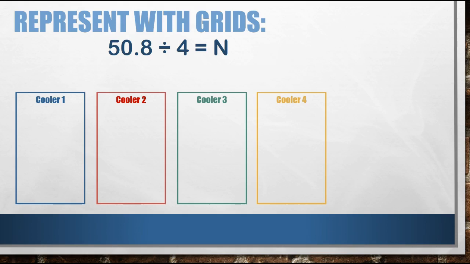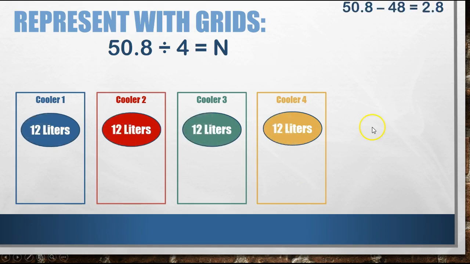Since there are 4 coolers and I know 4 times 12 equals 48, I know we can at least put a full 12 liters into each cooler. Let's do that first. If we put 48 whole liters in coolers, then we have 2 8/10 liters left to share between the coolers, since 50 8/10 minus 48 is 2 8/10.